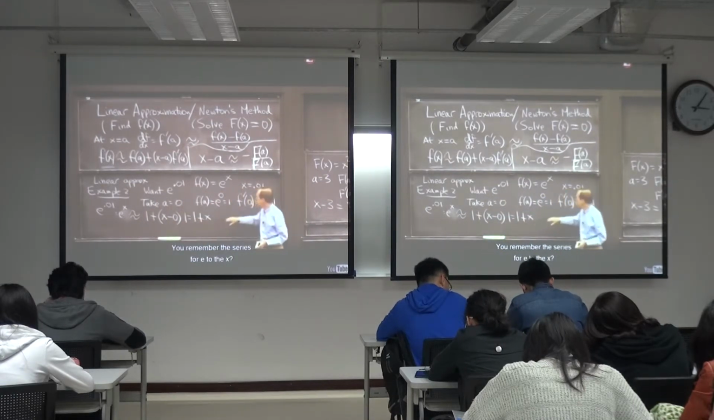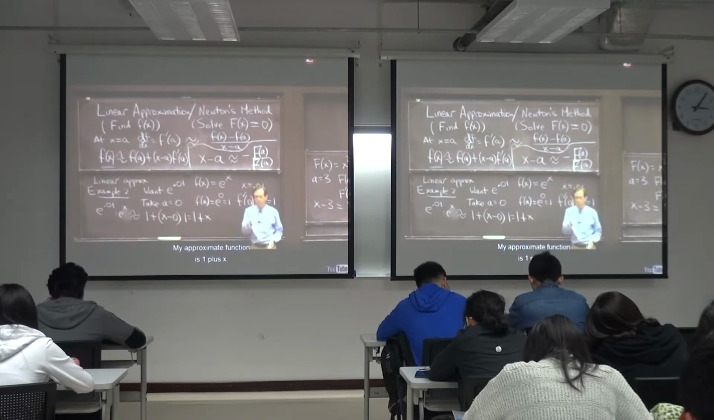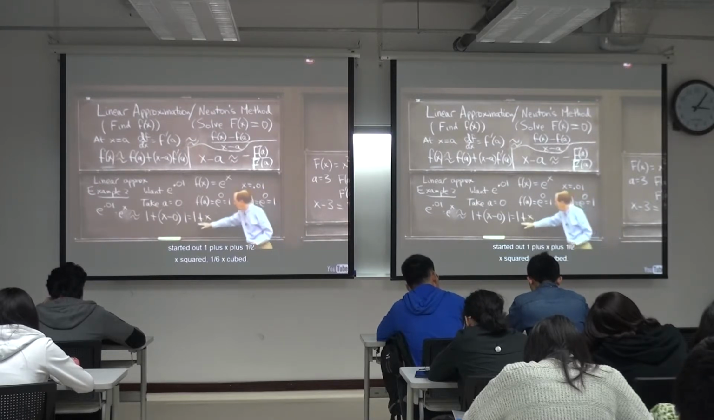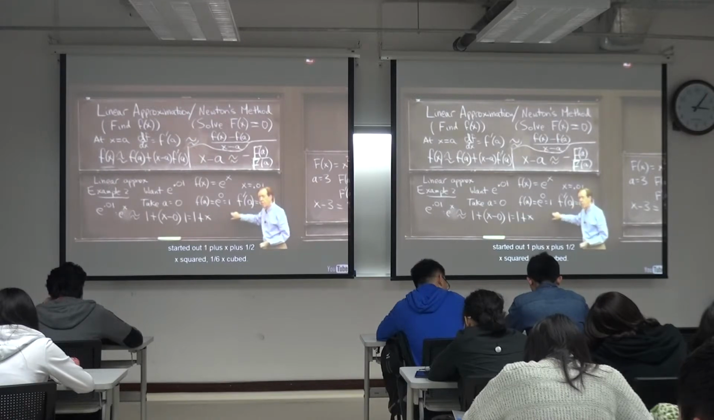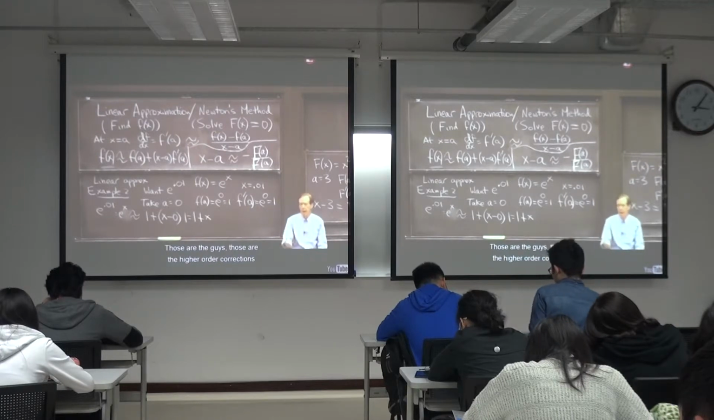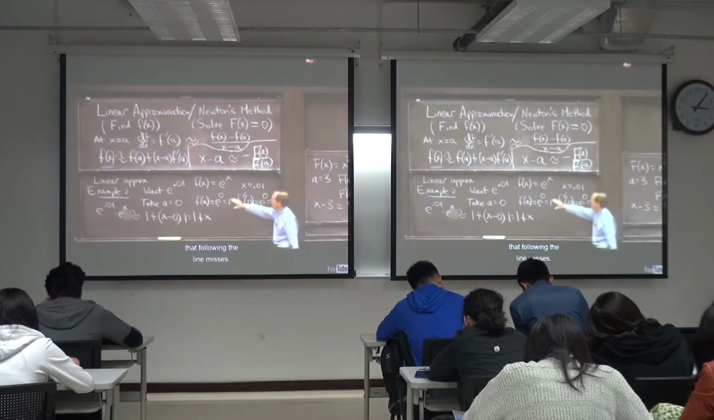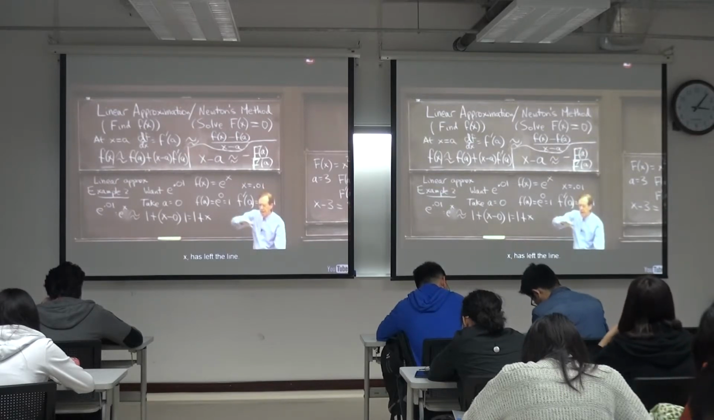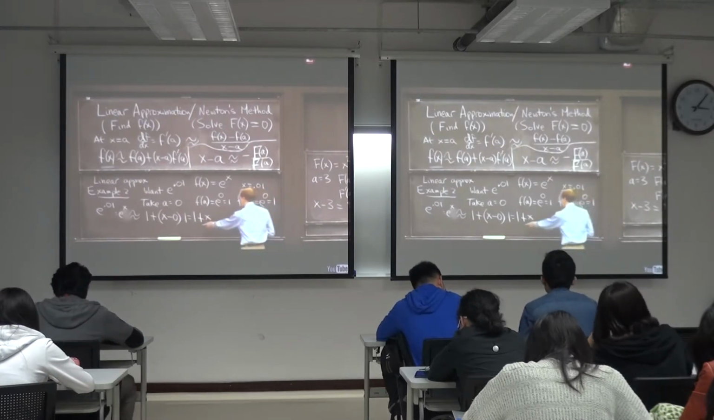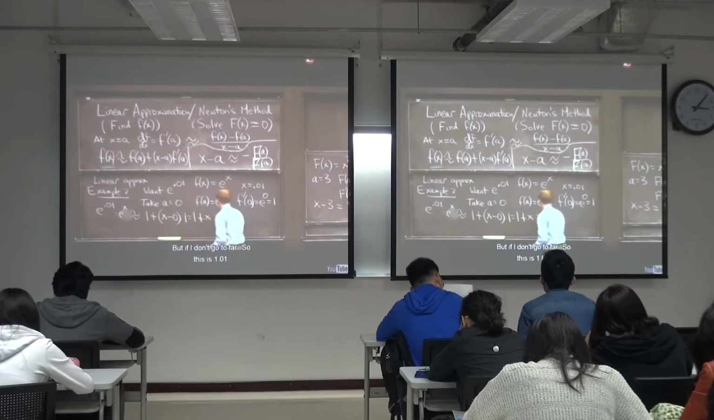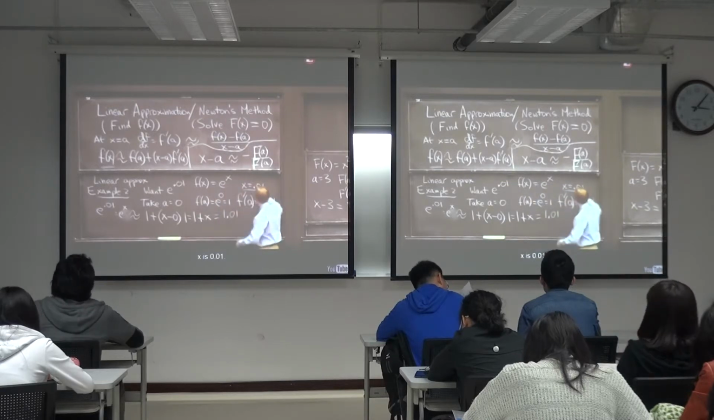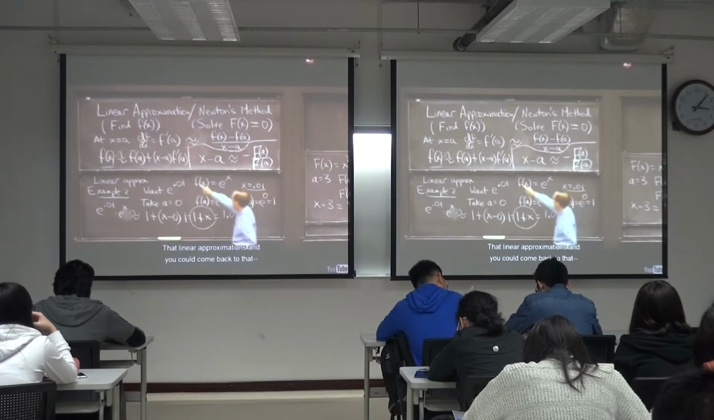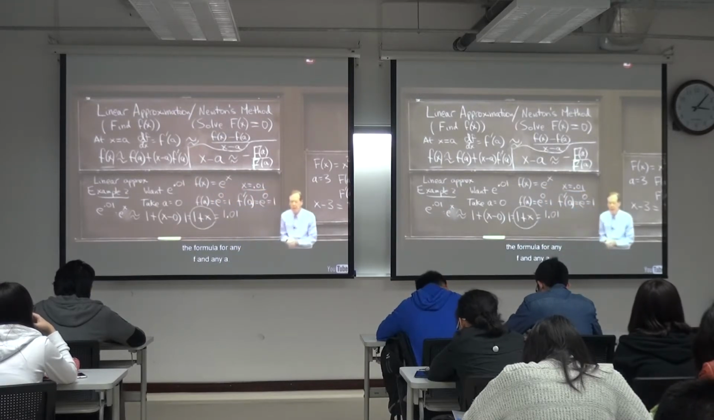You know, in a way that's perfect, because it shows what the linear approximation is doing. You remember the series for e to the x? My correct function is e to the x. My approximate function is 1 plus x. What's the connection? The series for e to the x started out 1 plus x plus 1/2 x squared, 1/6 x cubed. Those are the higher order corrections that following the line misses. Those are the parts where the curve e to the x has left the line. But if I don't go too far, 1 plus x is 1.01, since x is 0.01. That's my approximation. 1 plus x. That's the thing to notice. That linear approximation, and you could come back to that, is the formula for any f and any a.